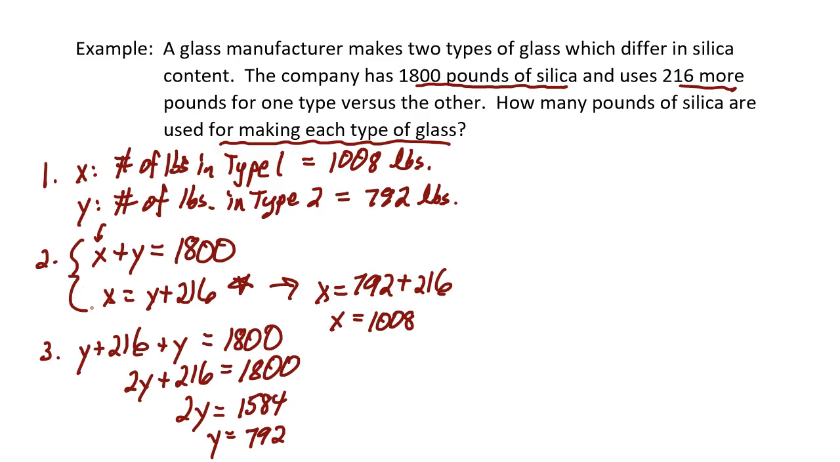Please notice the three-step process every time. Step 1, define what the variables mean. Step 2, create a system of two equations from the sentences in the paragraph. Step 3, solve the system. And if there's a step 4, it's writing the solutions in a way that makes sense for the problem you're answering.